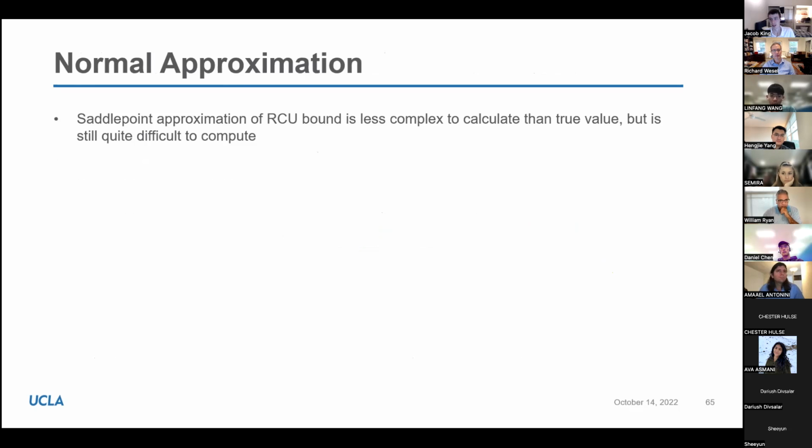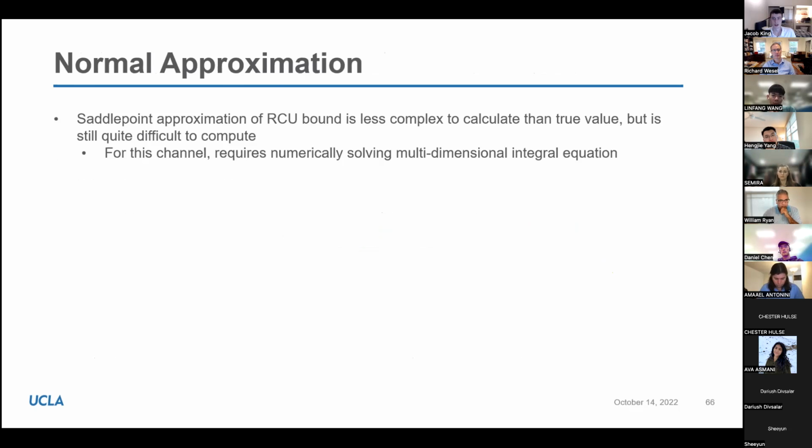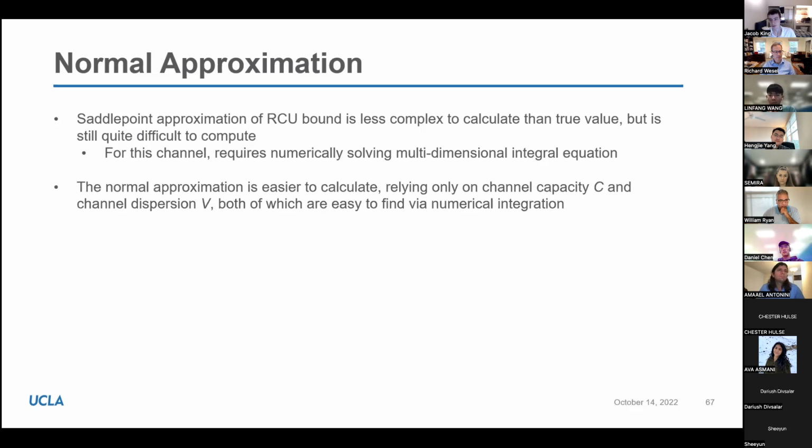While the calculation of the saddle point approximation of the RCU bound is less complex to calculate than the true value, it is still very difficult to compute. This is largely due to the multidimensional numerical integration we just mentioned. In addition, one step of the calculation requires solving a multidimensional integral equation for a variable that is in the integrand. And this is extremely computationally costly to do.